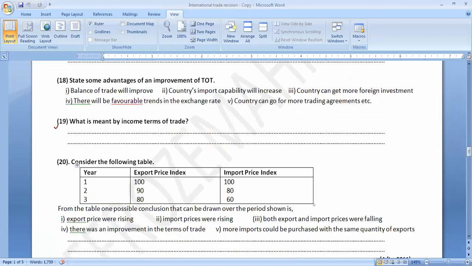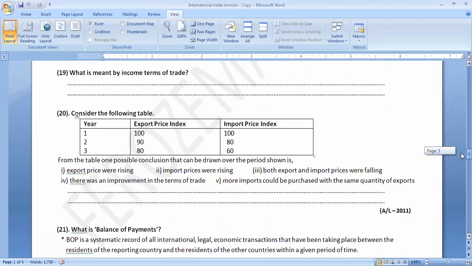Before going to question number 19, let's do question number 20, and then we'll go to question number 19. Question number 20 is a 2011 paper question. I think a similar question is there in the 2017 paper also. So see this question. Consider the following table. It's an MCQ, right? From the table, one possible conclusion that can be drawn over the period shown. So you can see 3 years are given. Export price index, import price index, both are given.